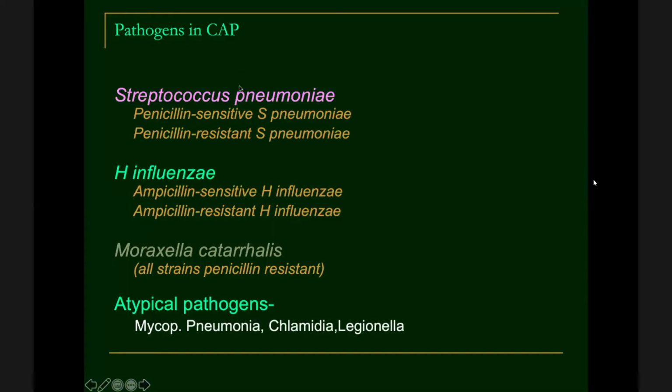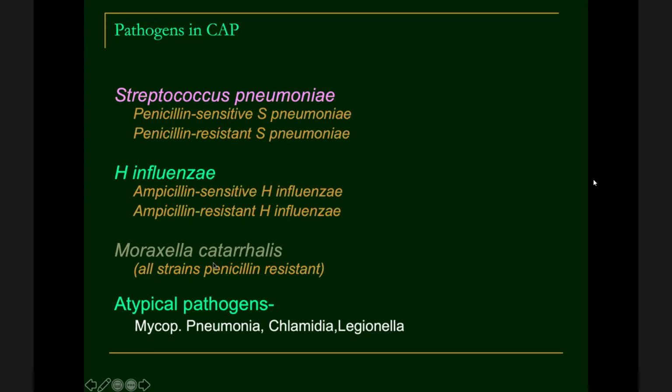And then what are the pathogens in community-acquired pneumonia? The most common pathogen is Streptococcus pneumoniae. It can be penicillin sensitive or penicillin resistant. Another is Haemophilus influenzae. It can be ampicillin sensitive or ampicillin resistant.